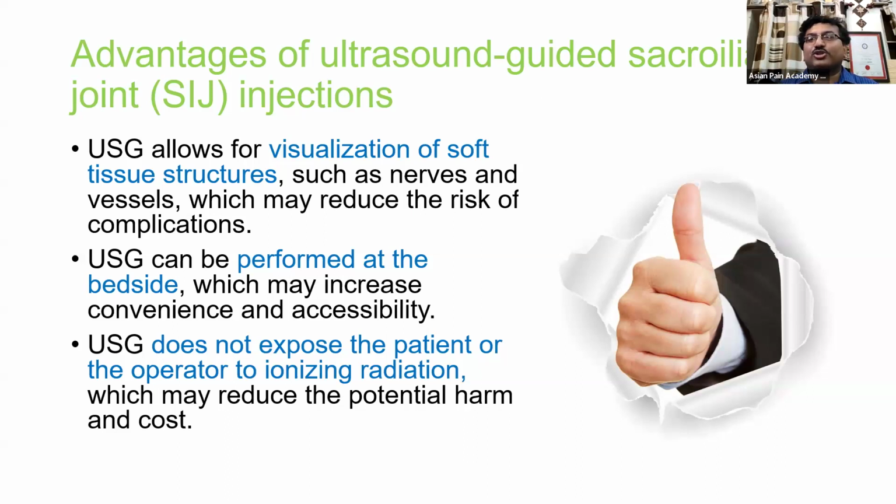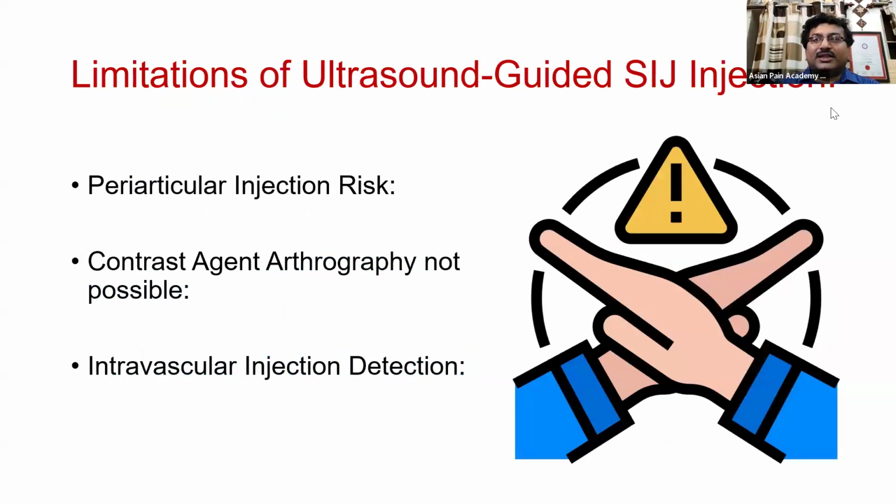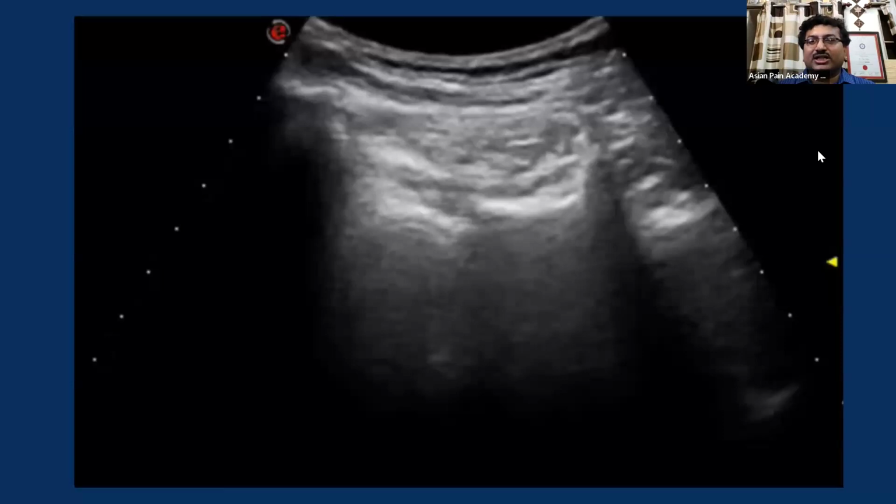Next, advantages of the ultrasound guided sacroiliac joint injection. Obviously, it is easy and soft tissue structures can be visualized better. It can be performed at the bedside, and USG does not expose the patient to ionizing radiation, which is not possible with X-ray. There are some limitations, like the risk of periarticular injection. Contrast arthrography is not possible with ultrasound, and intravascular injection detection, which is possible with fluoroscopy, is not possible with ultrasound. We found these two limitations in caudal epidural as well. But in the sacroiliac joint, as there are no major vessels and the chance of intravascular injection is comparatively less, we prefer doing sacroiliac joint injection under ultrasound.